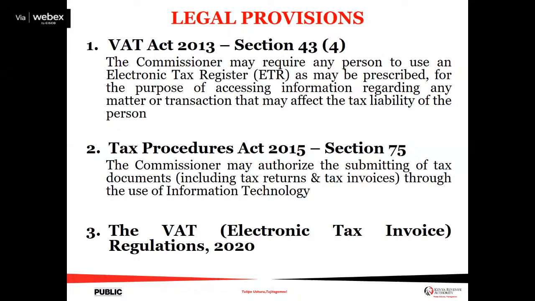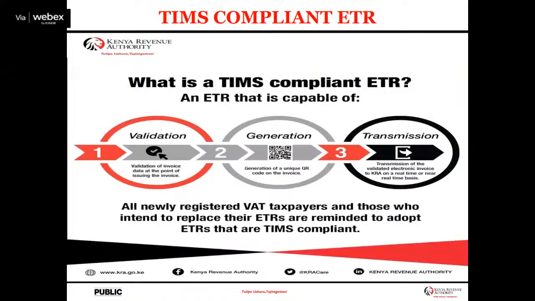So these are just a few areas where we get legal provisions on how we are to collect VAT, and which manner should be used to be able to comply with VAT. So I know everyone has heard about the TIMS compliant ETR. I'm just going to describe what a TIMS compliant ETR is. A TIMS compliant ETR is an ETR that is capable of, one, validation. If you have a TIMS compliant ETR, we should be able to validate that invoice. So validation of the data at the point of issuing that invoice.